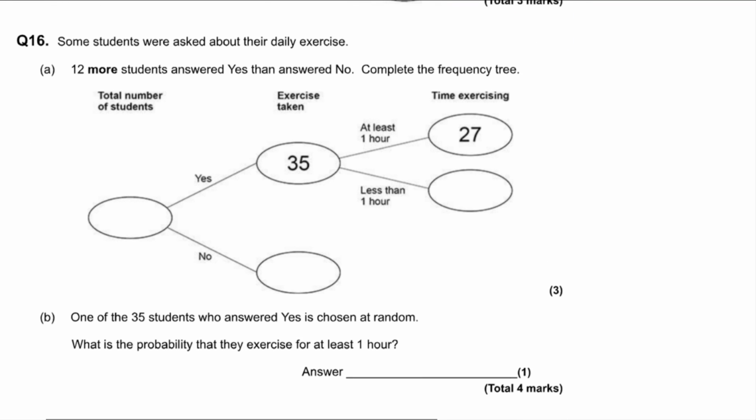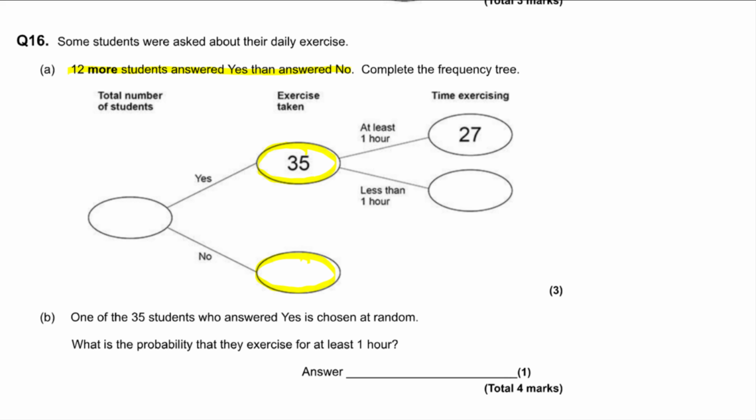Question 16. Some students were asked about their daily exercise. 12 more students answered yes than answered no. Complete the frequency tree. Okay, so 12 more students answered yes than answered no. So I know that 35 people answered yes, and I don't know how many people answered no, but I know that 12 people more answered yes than answered no.